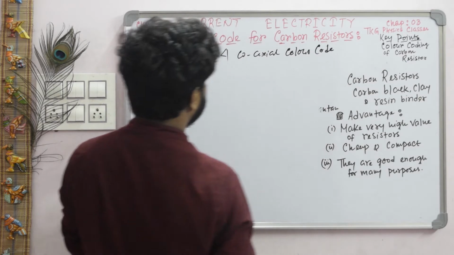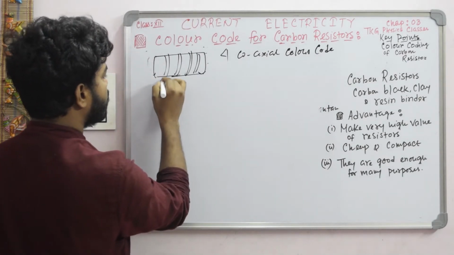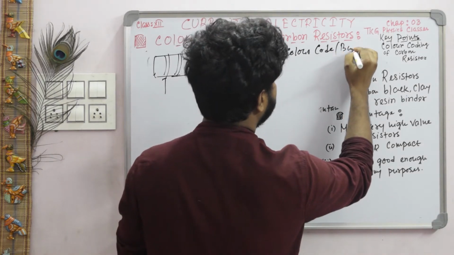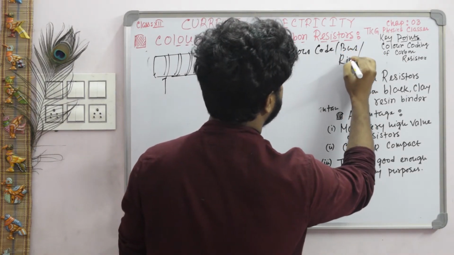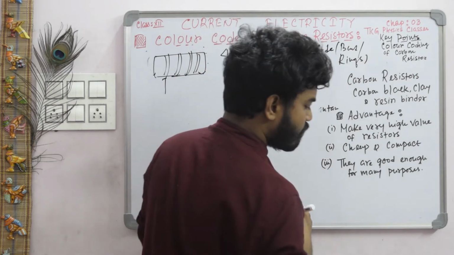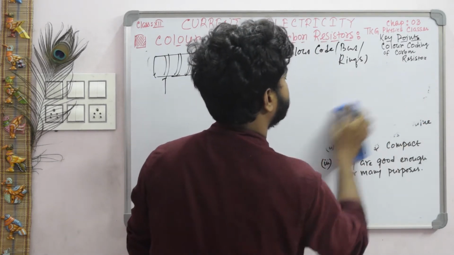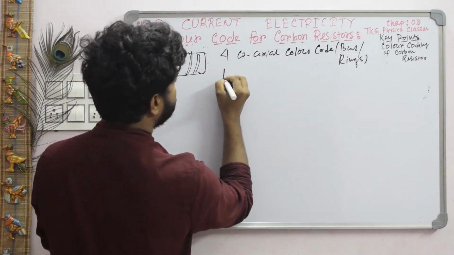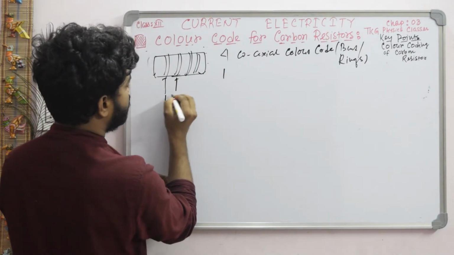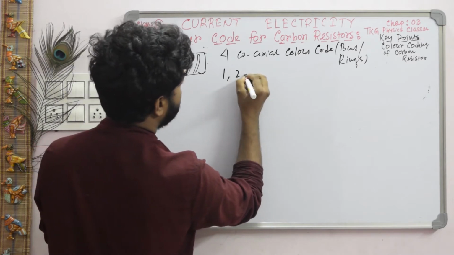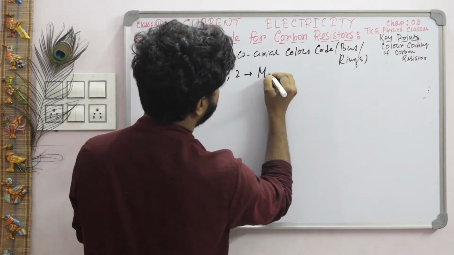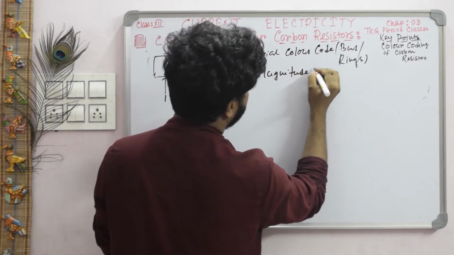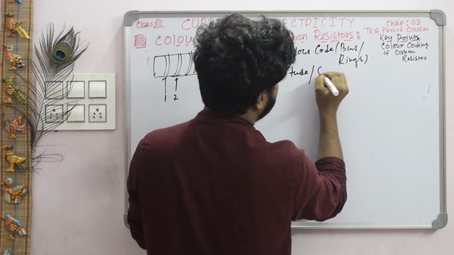Now there are some rules. First band, you can say this is band or rings. The first band and second band both represent the magnitude value, or you can say significant figures.